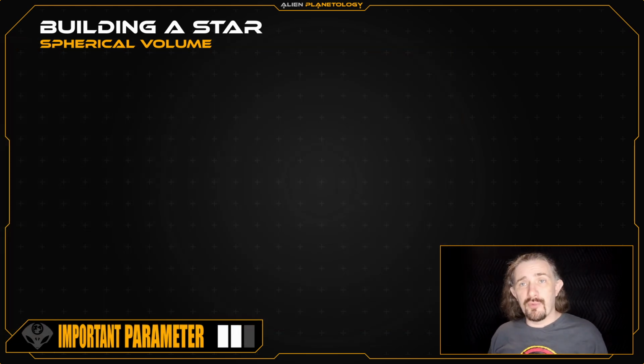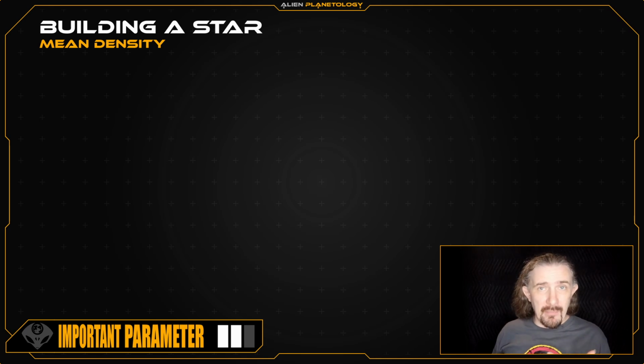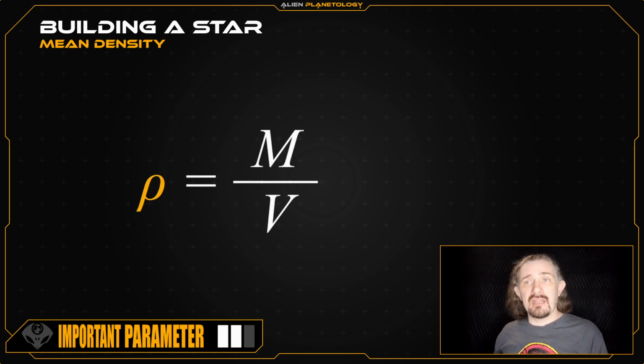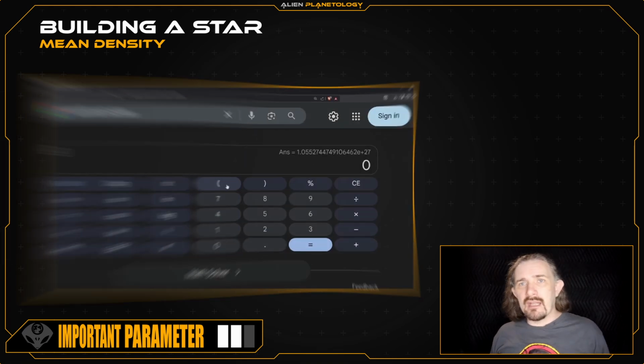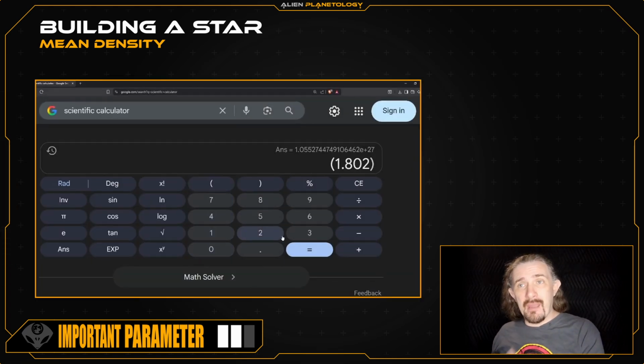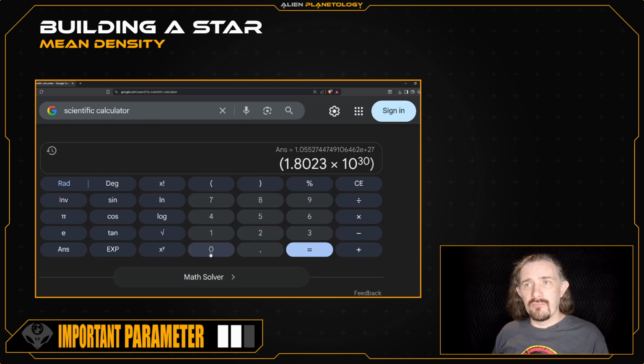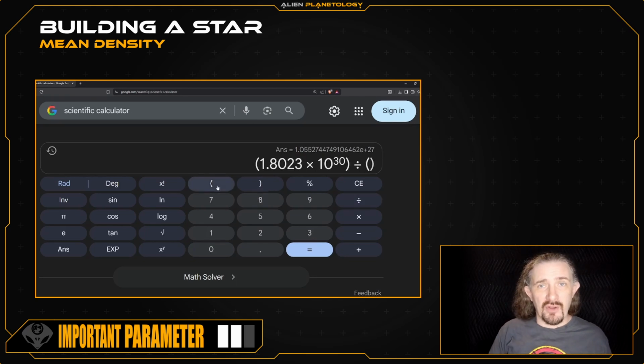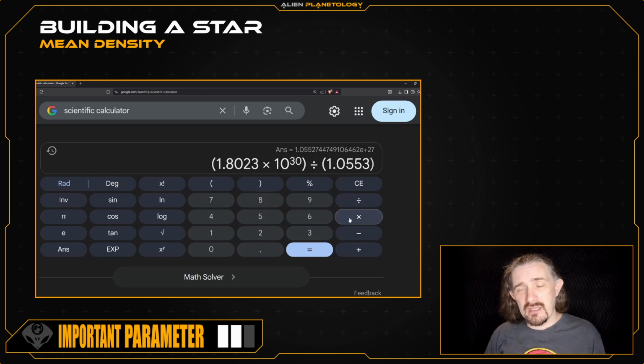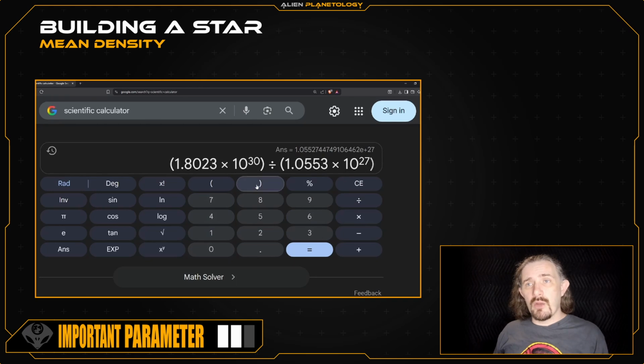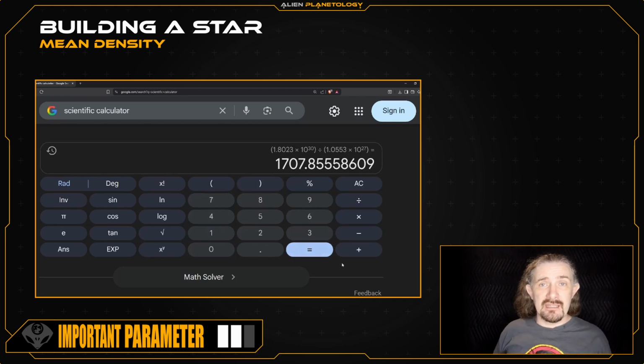The next important parameter that we're going to calculate is the star's mean density, which is given by this simple equation where the mean density is equal to the mass of our star divided by its volume. So let's start off by entering in our star's mass within parentheses. Then we divide it by our star's volume, also in parentheses. We then press equals, and there's our star's mean density in kilograms per cubic meter.